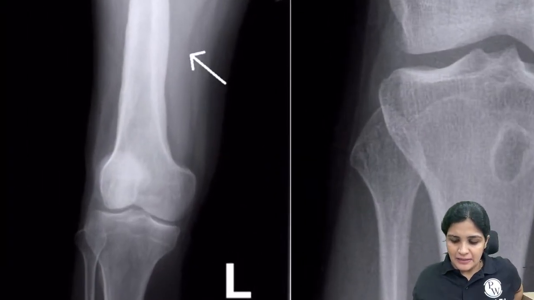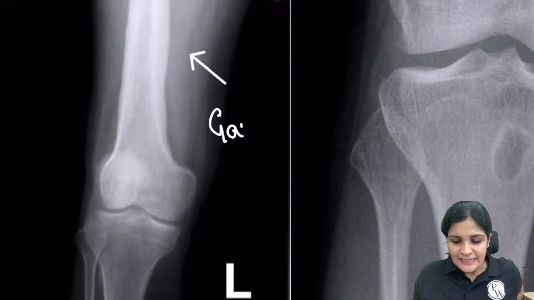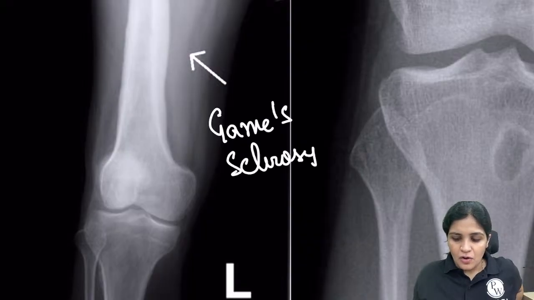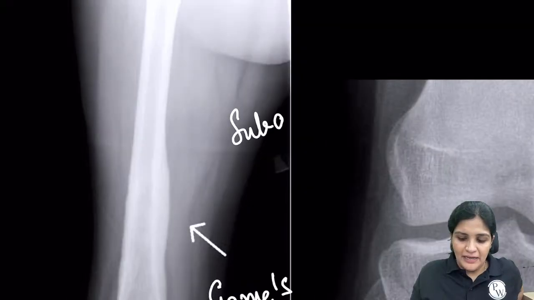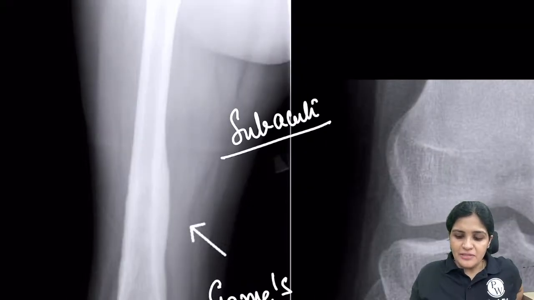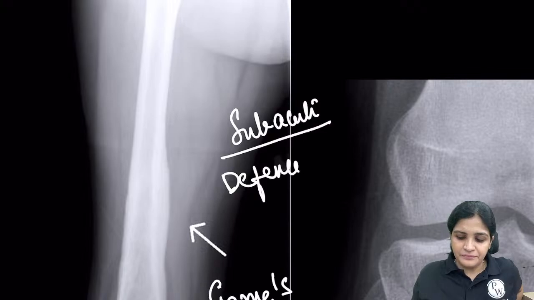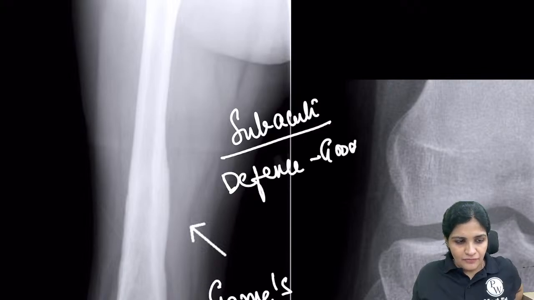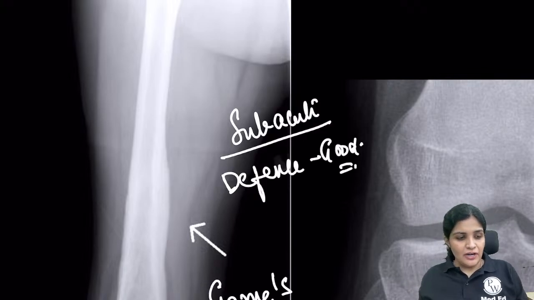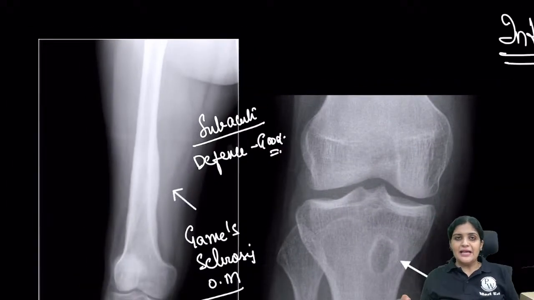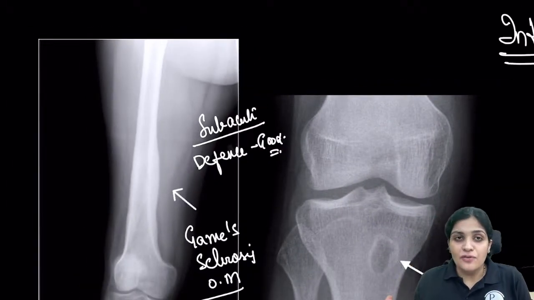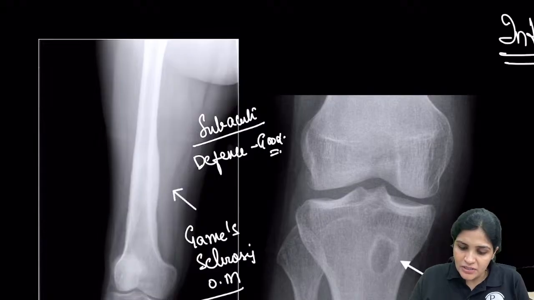And what is this? This is Garre's sclerosing osteomyelitis. So this is some subacute type of osteomyelitis, right? Where your defense mechanism is good. So hence you're able to control the infection. You will see that there will be an increase of sclerotic bone here. So this is Garre's sclerosing osteomyelitis.